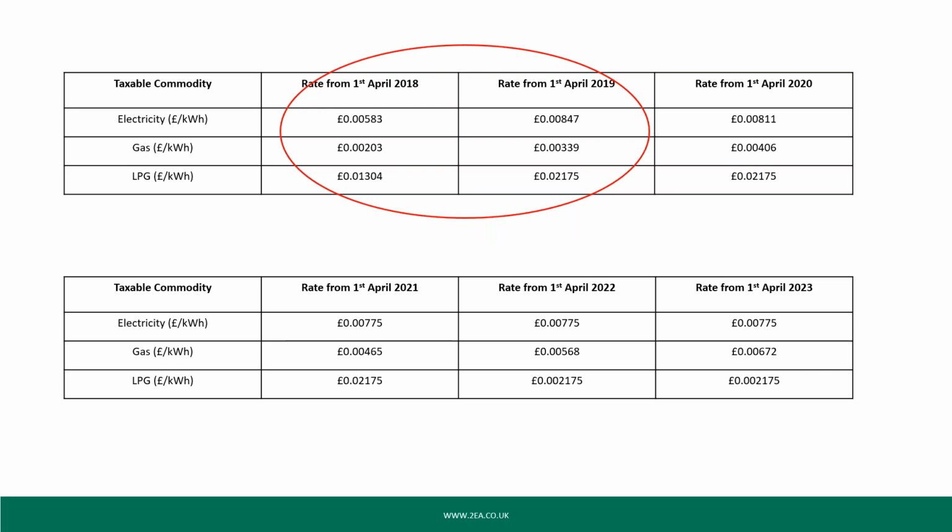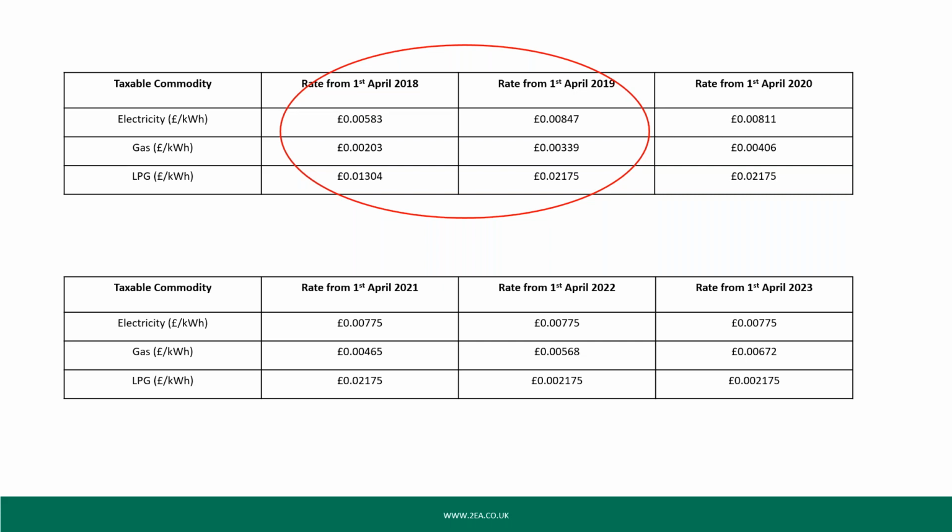Here is a brief look at the CCL rates, and as you can see, there was a significant jump from 2018 to 2019. This was because the government abolished the Carbon Reduction Commitment, or CRC, and raised the rates of CCL to offset this loss. During the 2016 budget, it was announced that there would be a harmonisation of the CCL rates for gas and electricity by 2025.